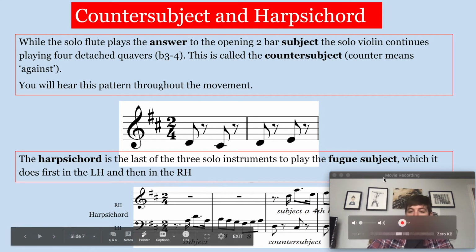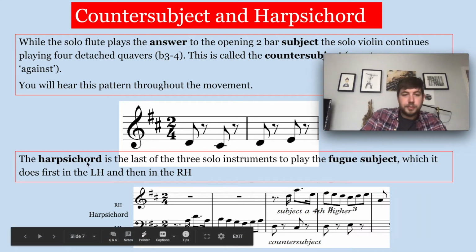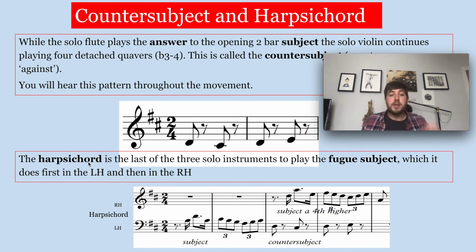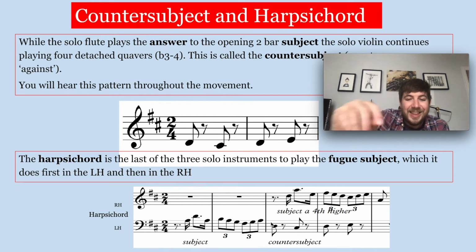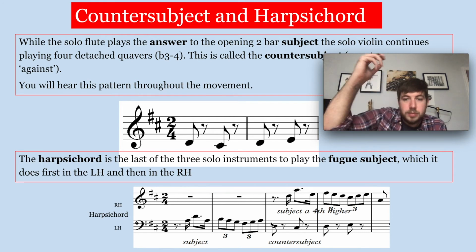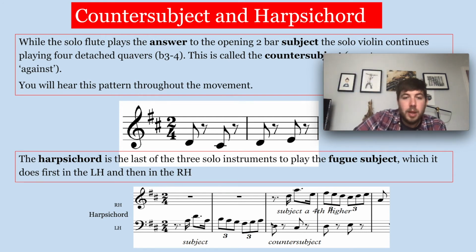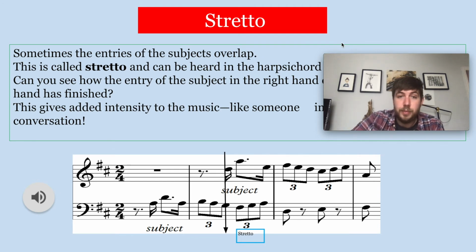The best way of hearing how all this works together, though, is by looking at the harpsichord. The harpsichord is the last of the solo instruments to play the fugue subject, which it does first in its left hand and then in the right hand. We can't have a listen to it just yet, but have a look at it. And then we've got the subject again, a 4th higher, and the counter subject, that dum, dum, dum, dum, underneath here. So let's have a look at Stretto.